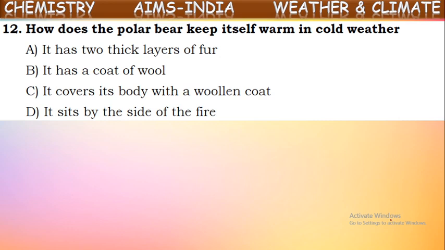So, among the options given here, it has two thick layers of fur, that is correct. It has a coat of wool, no. It covers its body with a woolen coat, no. It sits by the side of fire, no. So, what is the correct answer here? It has two thick layers of fur, and along with that, one more also: a thick layer of fat under the layers of skin. So these two, the fur and the fat, will protect these animals from those cold conditions.